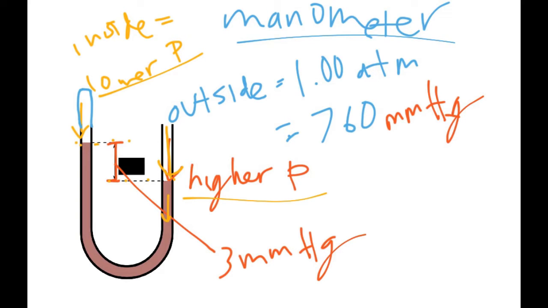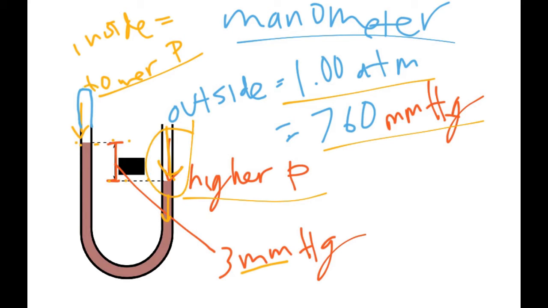So let's just say that the outside pressure is exactly 1 atm or 760 millimeters of mercury. What would be the pressure inside? Well, if I told you that this is a tube of mercury and the level here is 3 millimeters higher than here, then we can deduce what the pressure is in there.